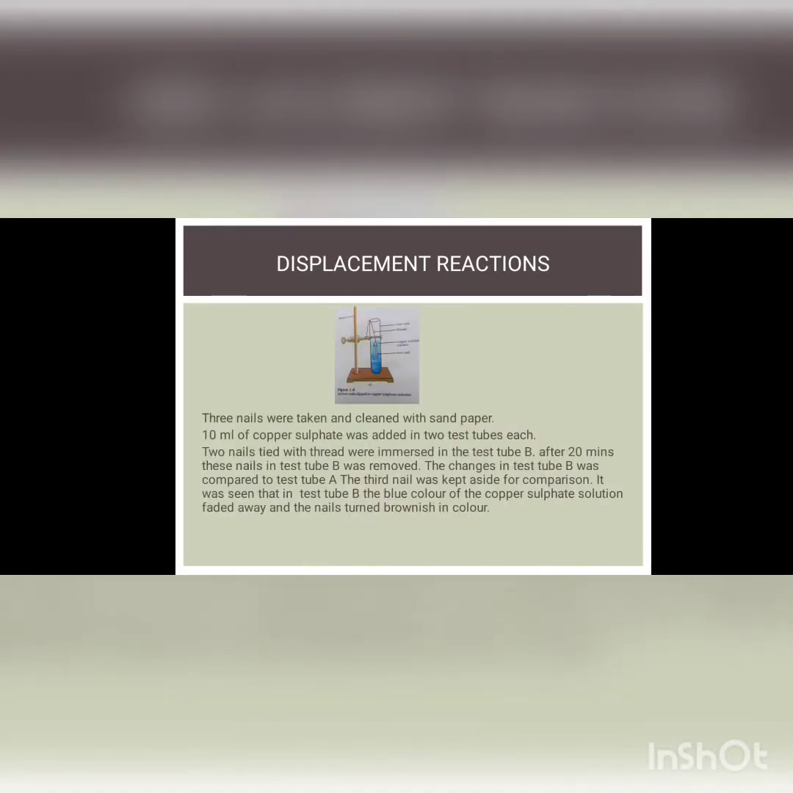In this example, we will be taking a boiling tube and adding copper sulfate in it, say around 10 ml of copper sulfate, and we will require two test tubes. One test tube will be meant as a control for comparison, and in the second test tube we are going to place the two iron nails. Both of these iron nails will be suspended with the help of a thread. This is going to be kept for a while.